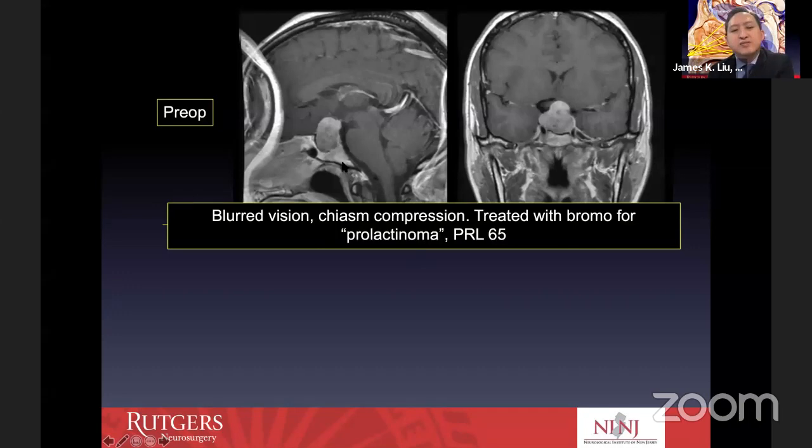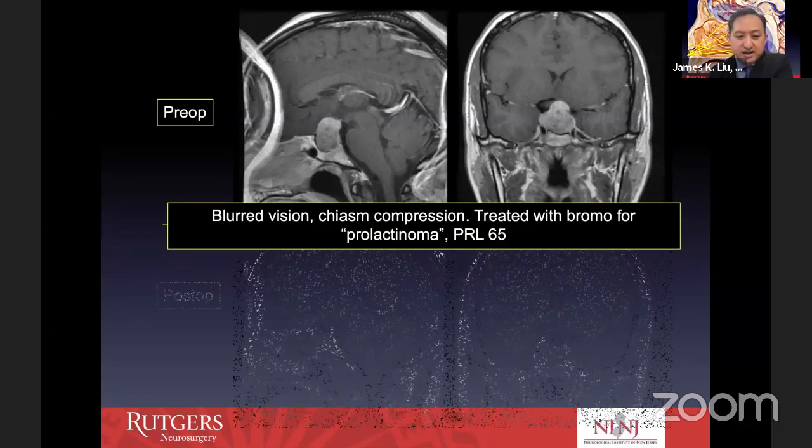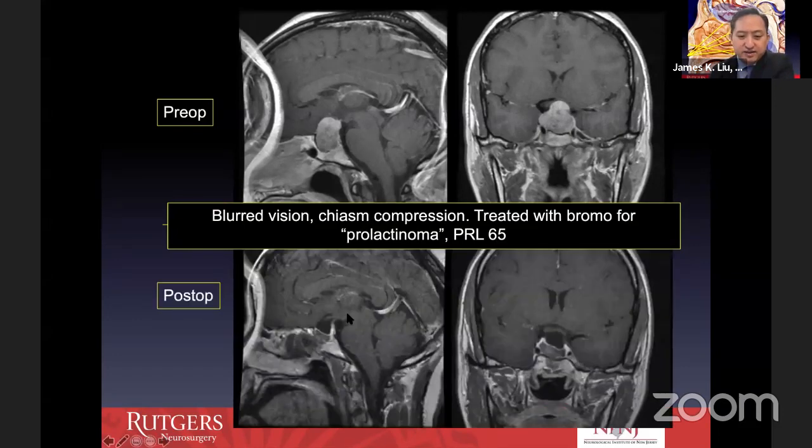Unfortunately, this patient was treated by an outside practitioner, assuming it was a prolactinoma, and was treated on bromocriptine for a number of years. You can see the tumor has not shrunk and has remained large and actually began to grow in size, causing visual compression. And so we went ahead and removed this. And of course, the pathology was a non-functioning adenoma. So be aware of interpretation of the prolactin values.